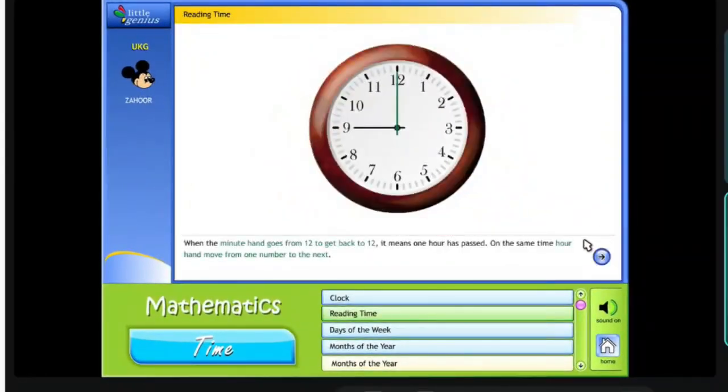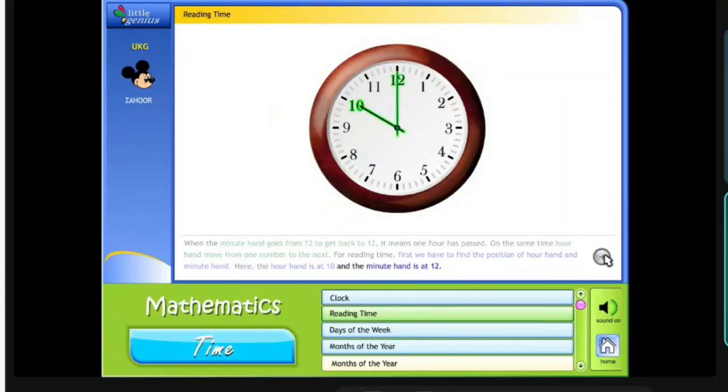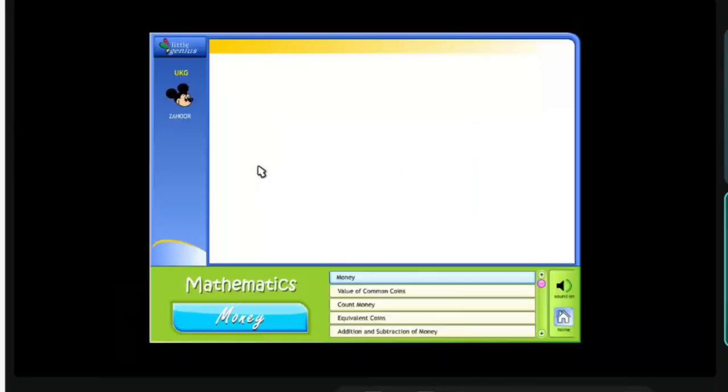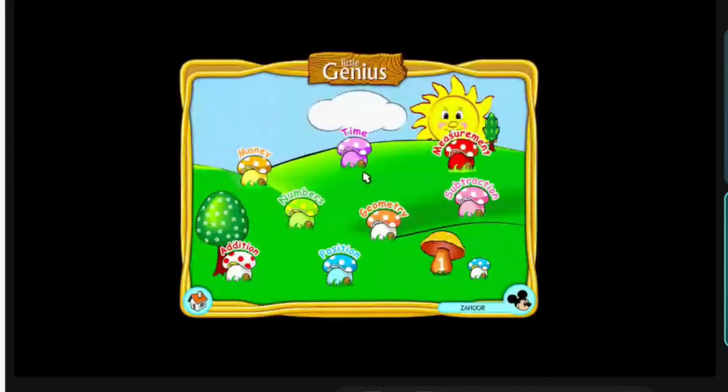Reading time. When the minute hand goes from 12 and gets back to 12, it means one hour. First, here the hour hand is at 10 and the minute hand is at 12. Thus, the time is 10 o'clock. So like this, time is there. Then money, you can see money here. Chapters, these are all chapters.